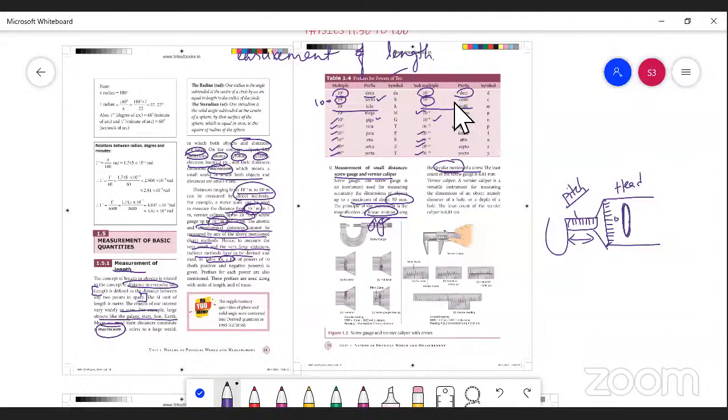In one rotation of the circular motion, the pitch scale moves 1 millimeter, which means the distance between two consecutive threads is one millimeter. This is an important basic concept.